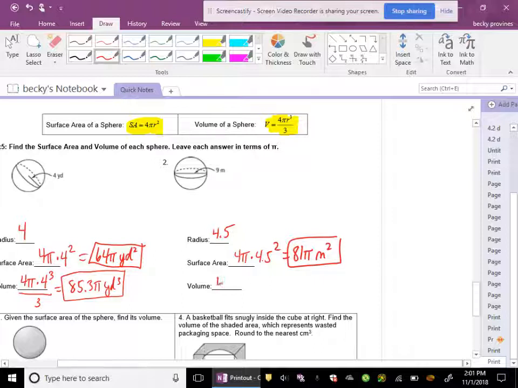For volume, okay, so I'm going to take the 4.5 and cube it and put it over 3. So 4 times 4.5 cubed. And I'm just going to push enter and then hit divide by 3. Now, on my calculator, I have 121.5. I have to include the pi button and then the meters cubed.